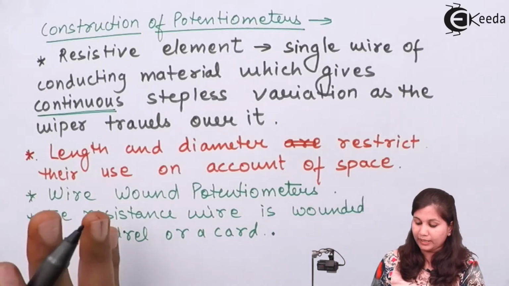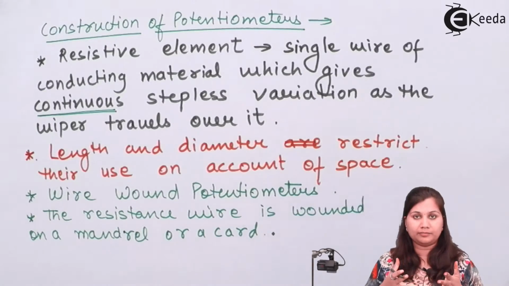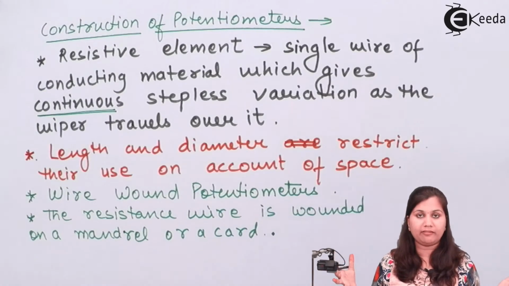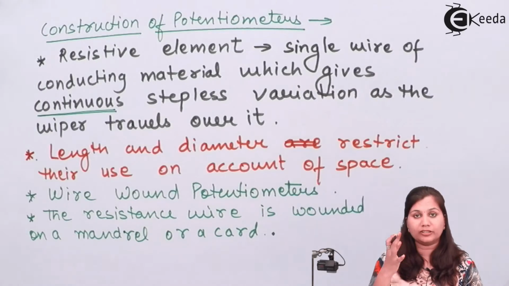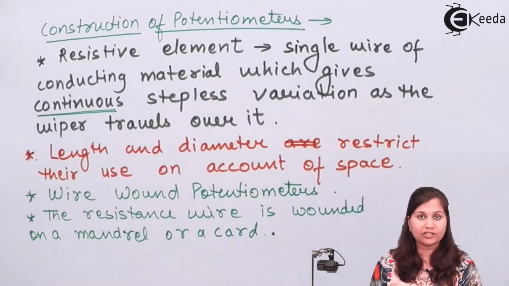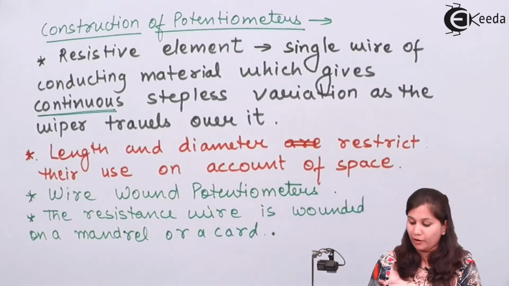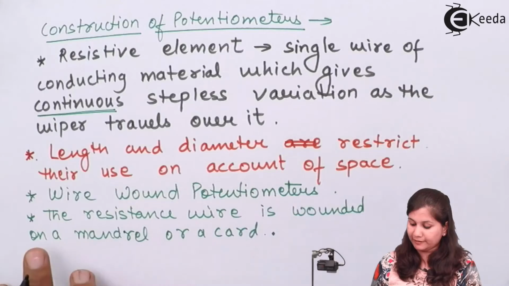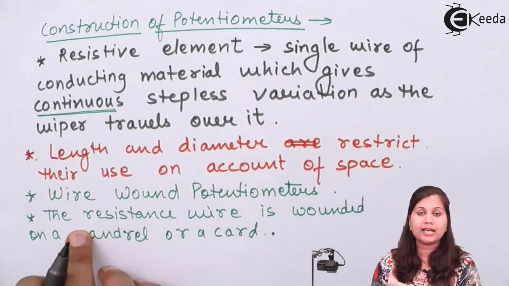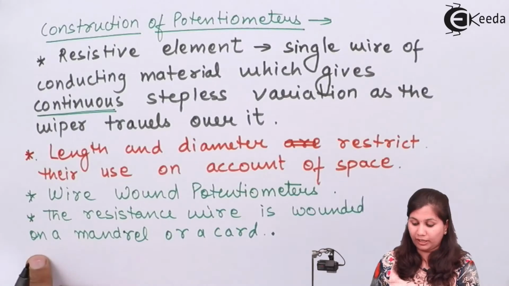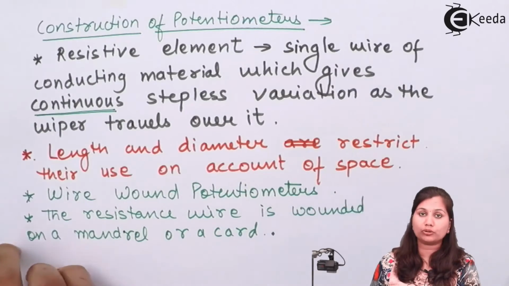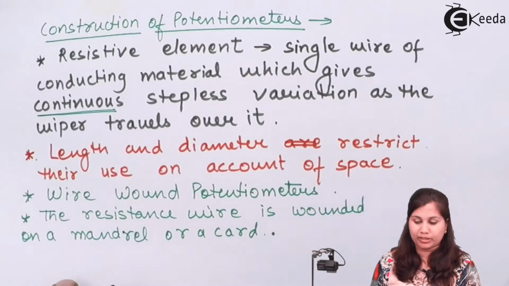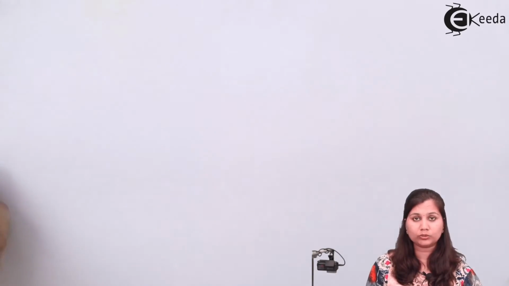So instead of having a very large straight device or a very circular one, which acquires a very large diameter and a lot of space, we use wire wound potentiometers, in which the resistance wire is wound across it, and these not only give continuous variation in the resistance, but this variation is also in small steps. So this is how the potentiometers are constructed. Now let us see the materials which are used for the construction of potentiometers.